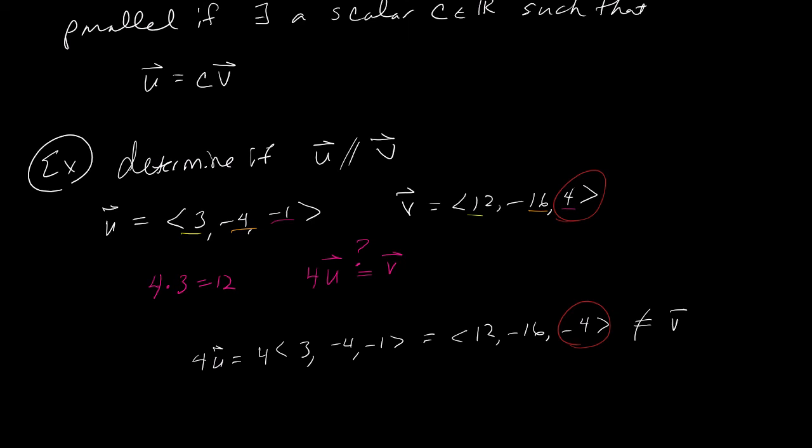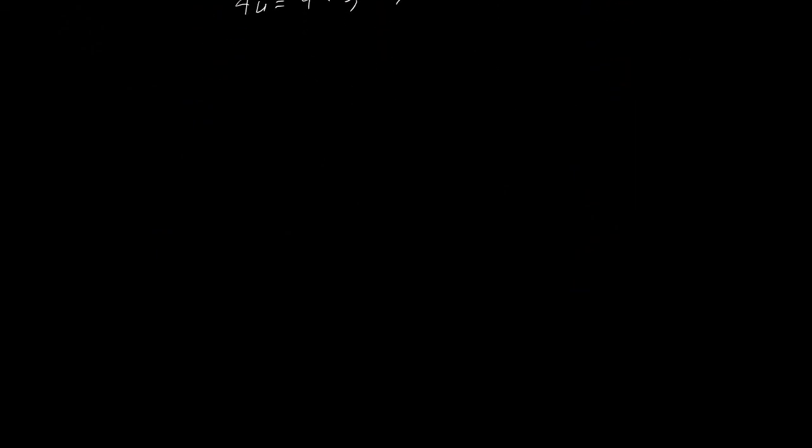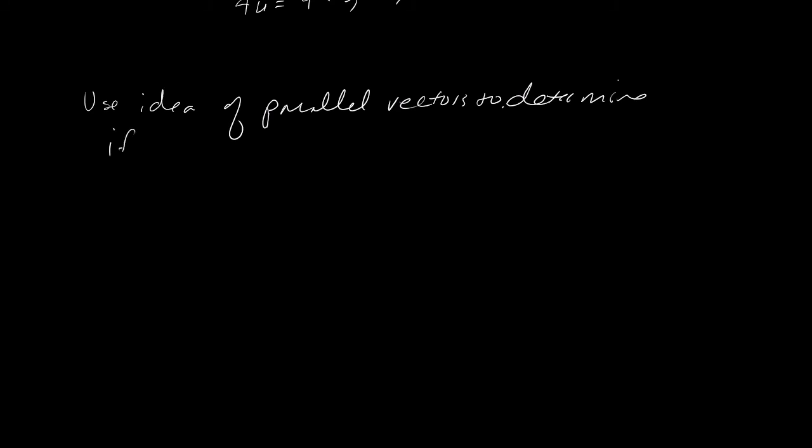Okay, and we can use this concept to determine if 3 points are collinear or not. Are they on the same line in space? So let's write that down. It's not that we're using parallel vectors, we're using the concept of parallel vectors. So we can use the idea of parallel vectors to determine if 3 points in space are collinear.